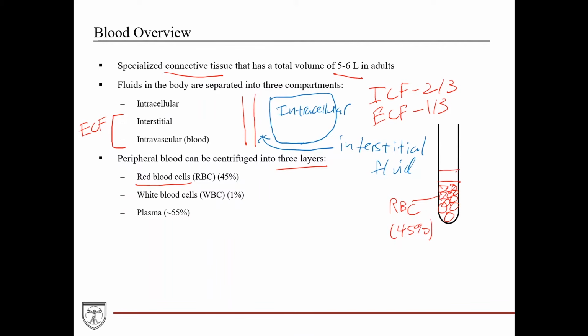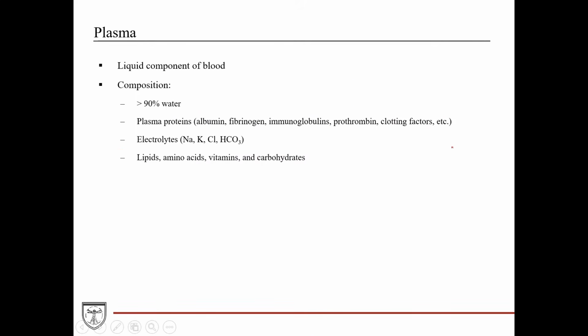And then you're going to have this kind of whitish layer, which will be your white blood cells. This will be about 1%. And then the rest of this is going to be all plasma, which is the fluid component, and that's going to be about 55%, the remaining percentage. So plasma is the liquid component of blood.